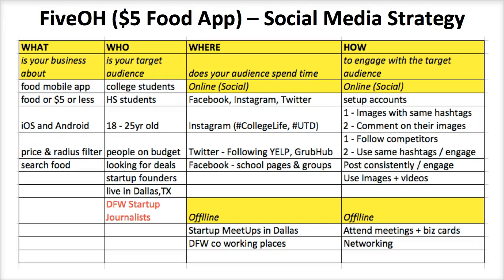How can we engage with the ideal target audience of 5.0? So first thing, obviously, we have to set up accounts on the right social media channels, which are Facebook, Instagram, and Twitter. On Instagram, we have to post images with the same hashtag and comment on their images to get their attention. On Twitter, we can follow our competitors and the fans of our competitors. And then we have to use the same hashtag that they are using to engage with them.